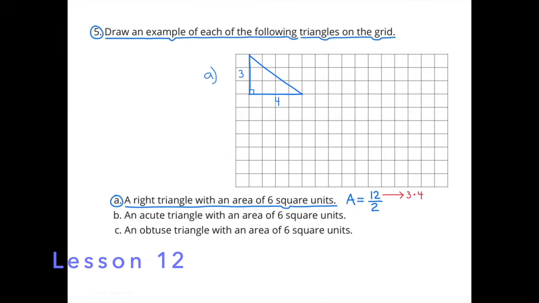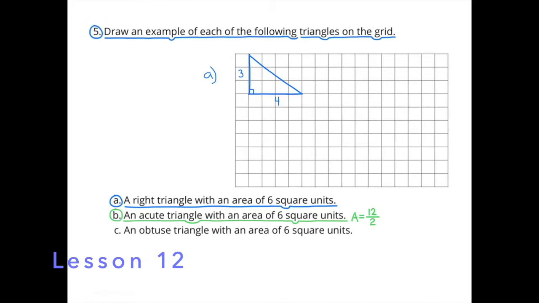If I make a triangle with a base of 4 and a height of 3, its area would be 6 because it's half the size of a rectangle. And I made sure it was a right triangle by having the height perpendicular to the base.